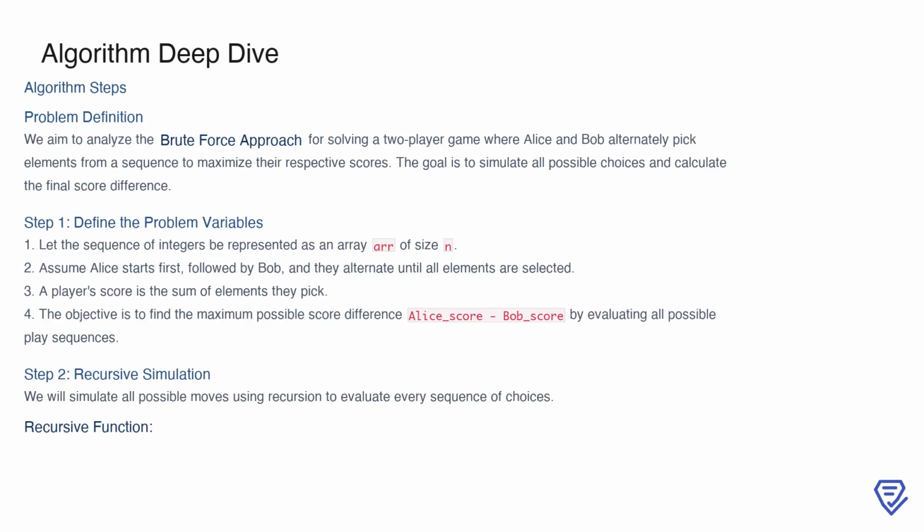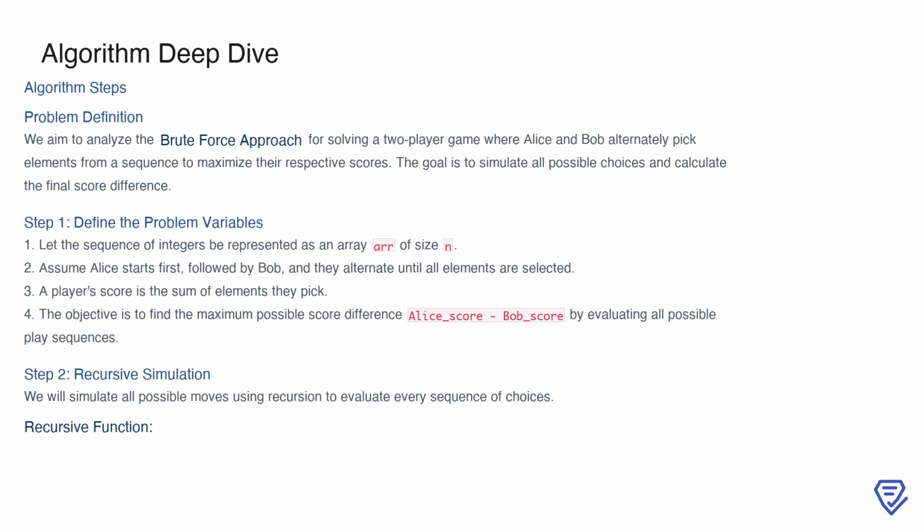To dive into the algorithm, we start by defining the problem clearly. In this two-player game, Alice and Bob take turns choosing elements from a sequence of integers, aiming to maximize their scores. Alice always goes first, and after all elements are chosen, the goal is to compute the maximum possible score difference between Alice and Bob.